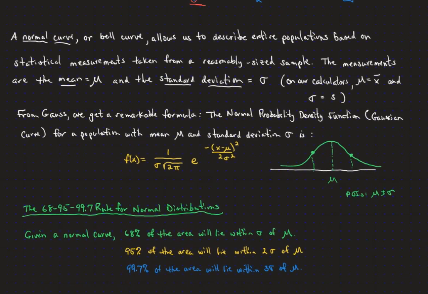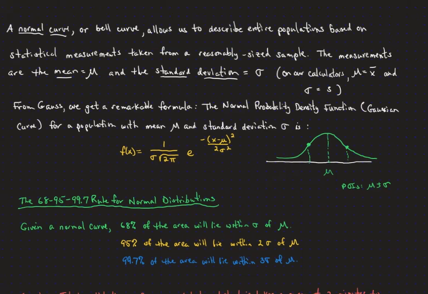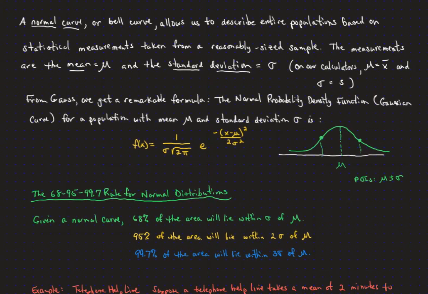So if you're a stats person, you've heard a lot about a normal curve or a bell curve. It allows us to describe entire populations based on statistical measurements taken from a reasonably sized sample. The measurements that we need are the mean, which we represent with this Greek letter mu, a fancy looking M, and the standard deviation, sigma, that's a lowercase sigma. And our calculators will call that x bar for the mean and s for the standard deviation.